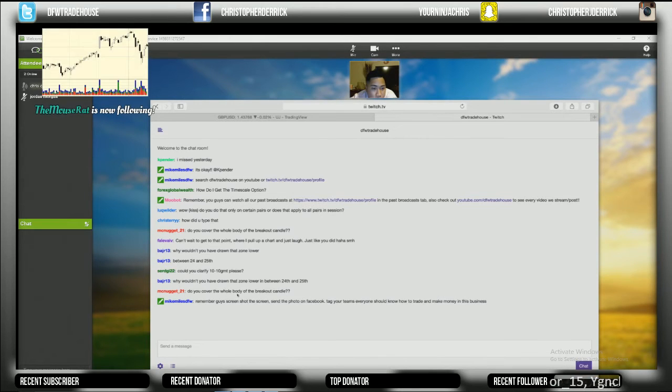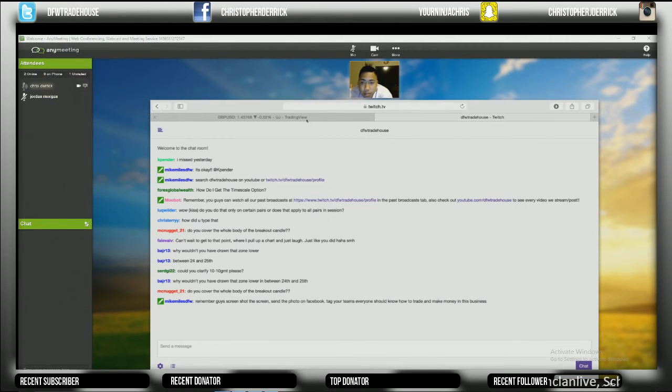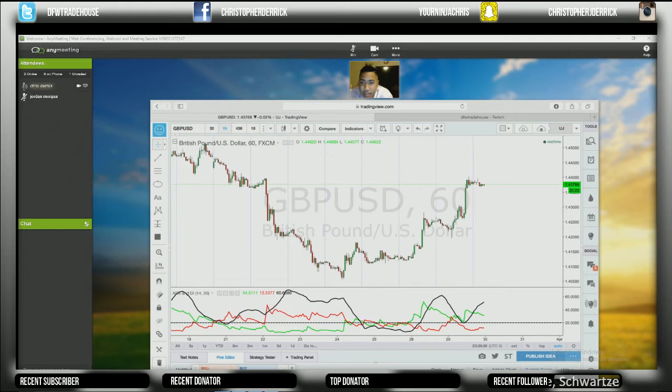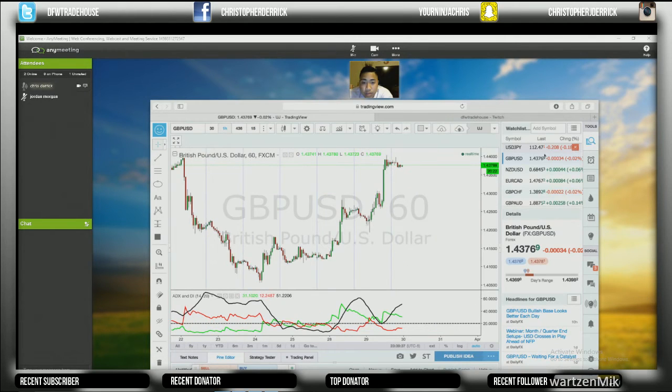Yes, I cover the whole body of the breakout candle. Why wouldn't you draw that zone lower in between the 24th and 25th? Like I said, all I do is respond to what's going on in that time. Literally, I'm going to pick a random chart again. I'll show you guys. Let's pick what happened with USD CAD.